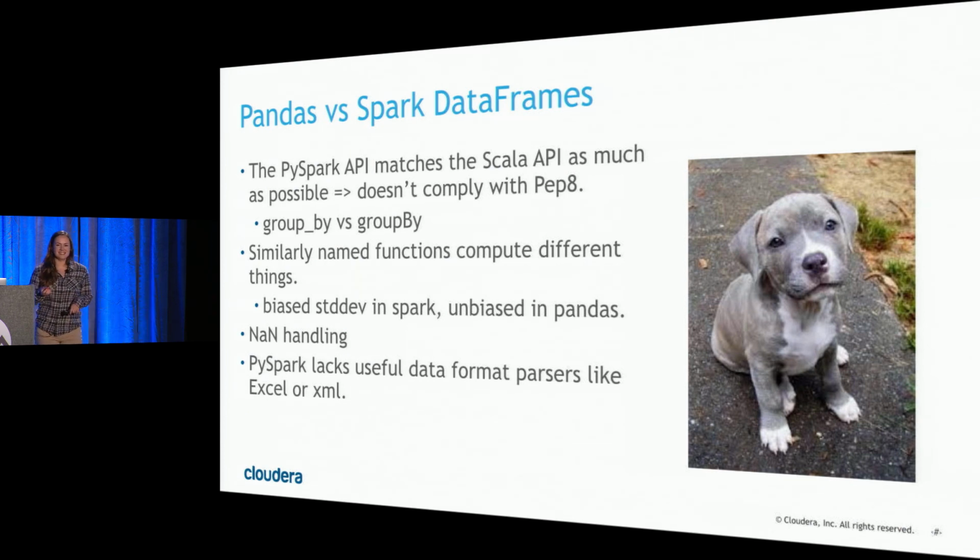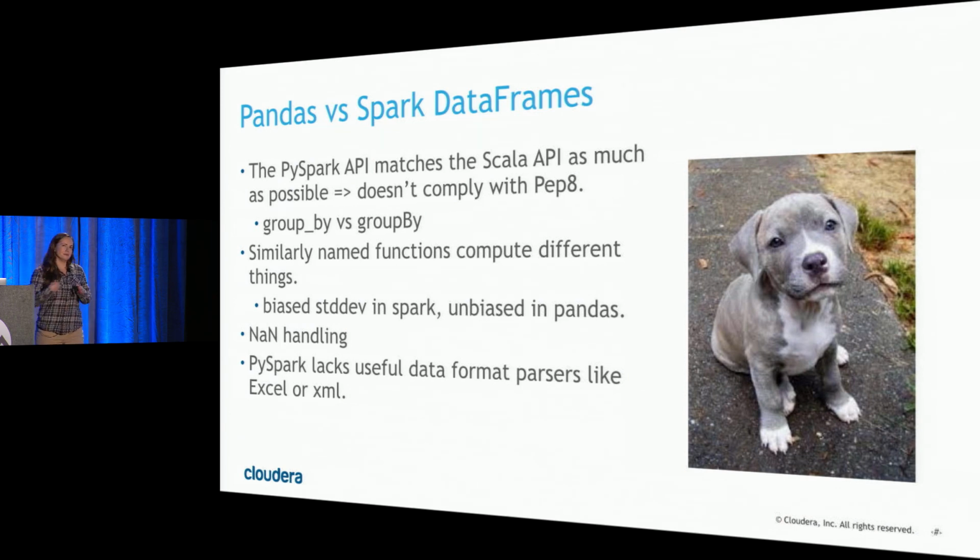Another aspect of this is that in the methods that exist, the semantic meaning can differ. So let's say you summarize or describe a data frame and you get back information about the columns, you get the mean, you get the standard deviation. In Pandas, you get the unbiased estimator of the standard deviation. In Spark, you get the biased one, divided by n instead of n minus 1. Subtle semantic differences in what is actually going on under the hood.